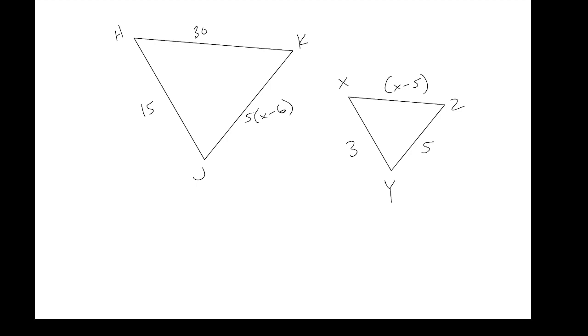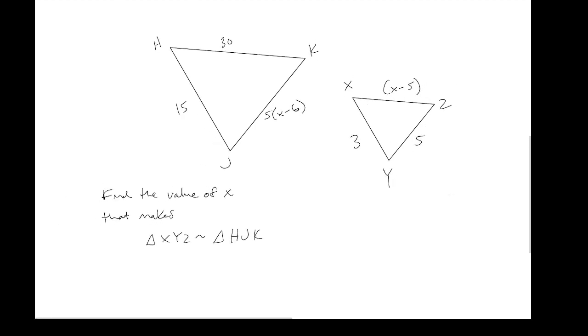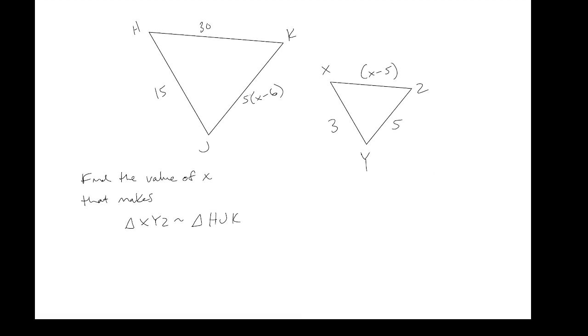Now, what our directions are going to be is to find the value of x that makes these two triangles similar. But let's make sure that we get the similarity statement, because that's the real key here. Not what it looks like should correspond, but what the similarity statement actually tells us does correspond. XYZ is similar to triangle HJK. All right. So lots of ways to go about this, right?